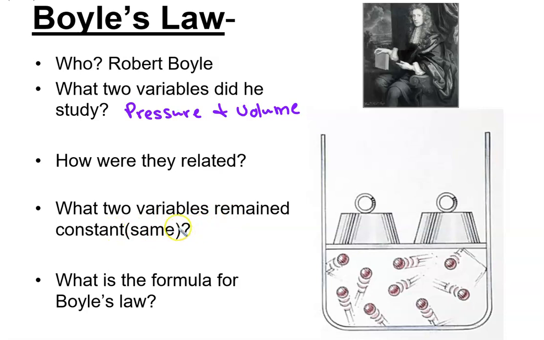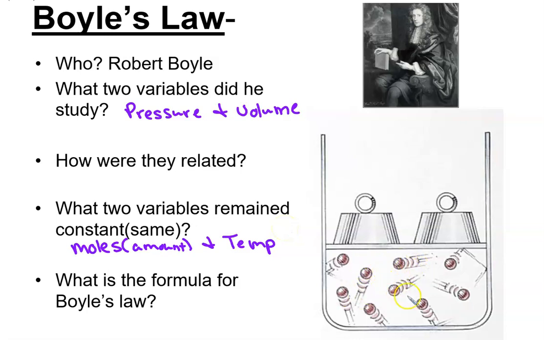And so the two variables that stayed constant, I'll come back to that in just a second, would be the other part of the formula, which were moles, which is an amount. So he kept the amount of the substance the same, and he kept temperature the same. So temperature and the amount stay the same when Boyle studied his.